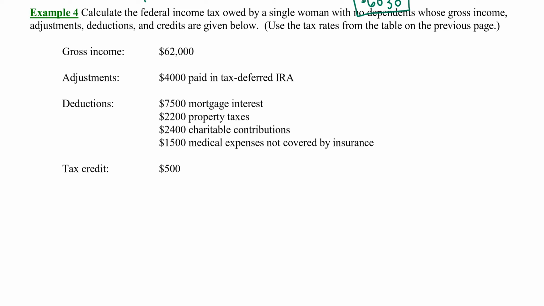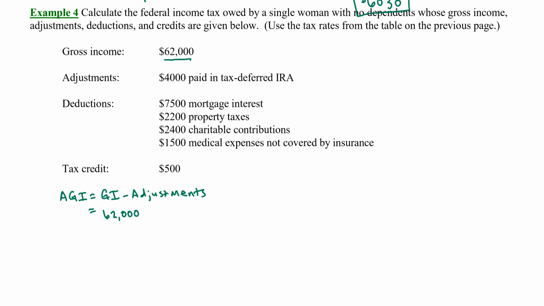So in order to calculate this single woman's tax, first of all, we need to know her taxable income. And the first step for taxable income is to get her adjusted gross income. So we're going to take her gross income minus adjustments. Her gross income from the information given is $62,000. And we're going to subtract her adjustments. Her adjustments here are $4,000.